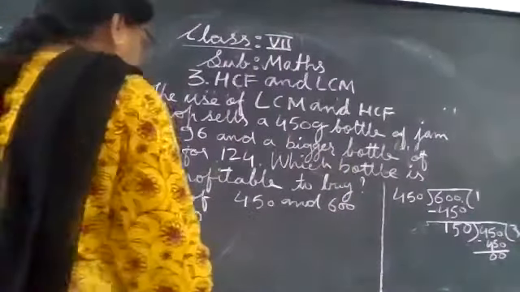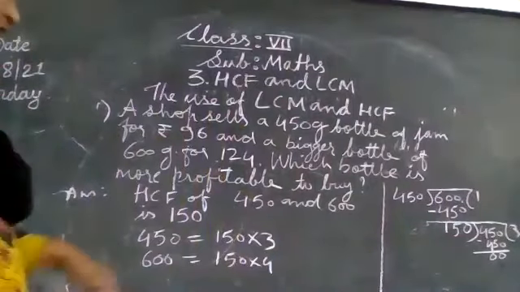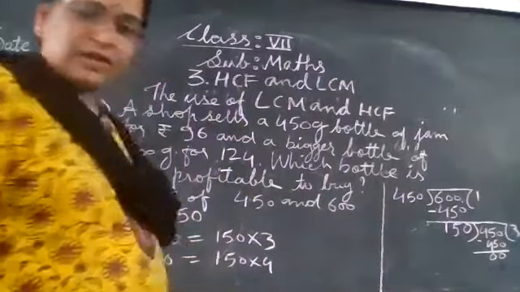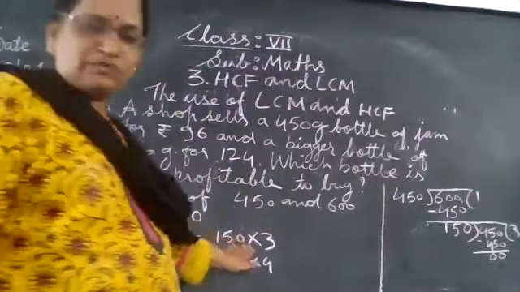So here we will find. So let us compare, madam. 450 means what? 150 gram multiplied by 3. And 600 means 150 gram multiplied by 4. Okay. So let's find the cost of 150 gram.